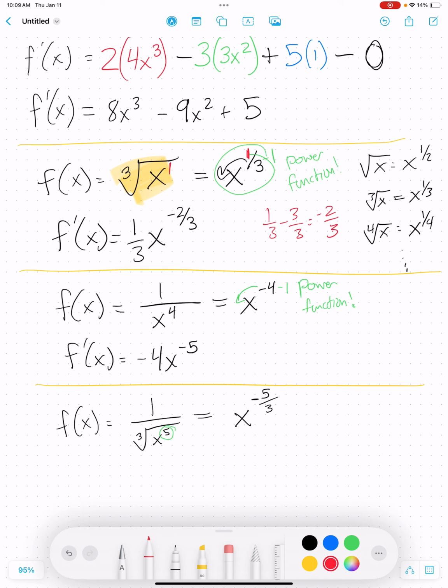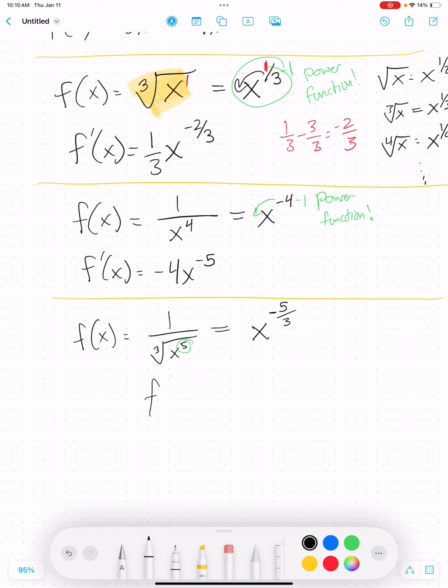Perfect. So once again, as long as I can write it in that power function form, then the derivative is fairly straightforward. Negative 5/3 x, and then I subtract 1 from this, which is 3/3, and I get negative 8/3. Okay.